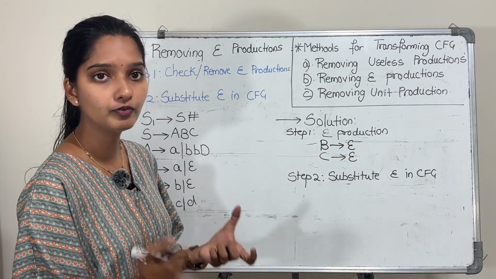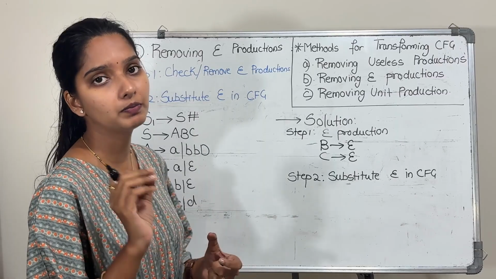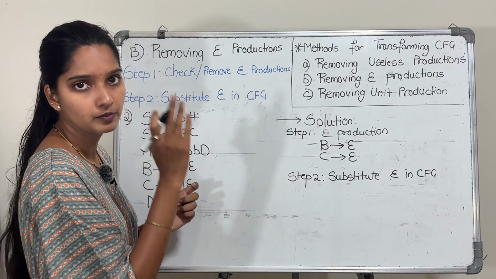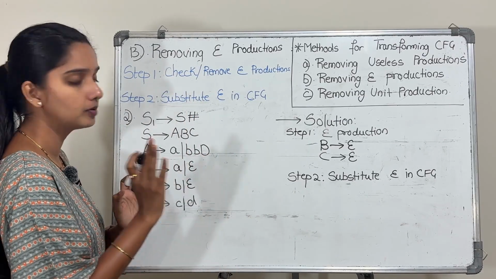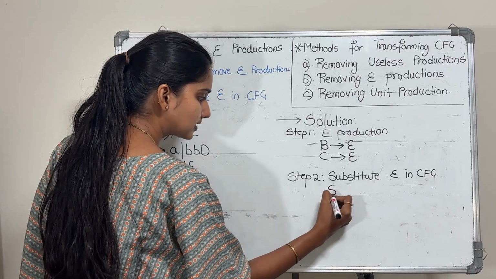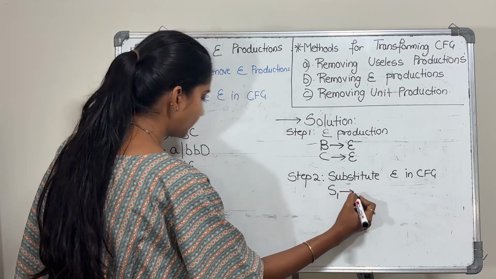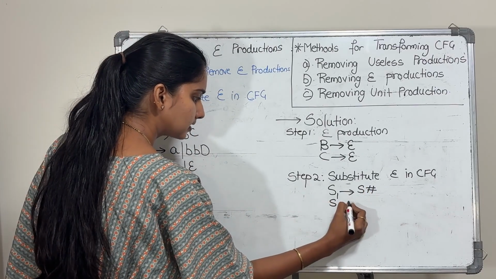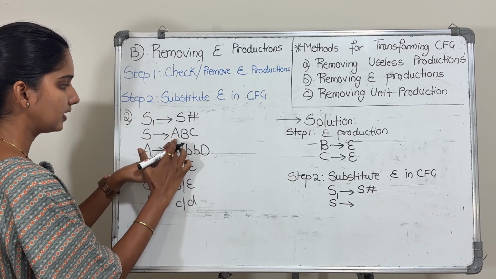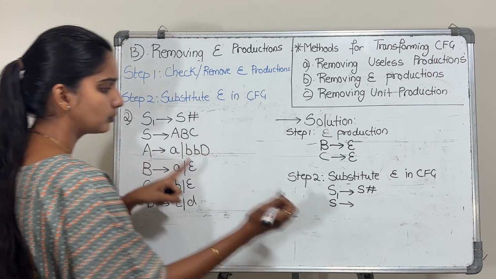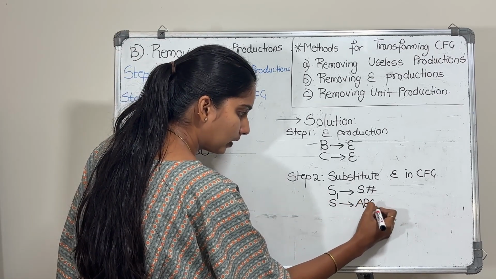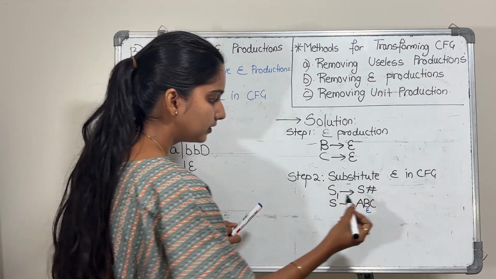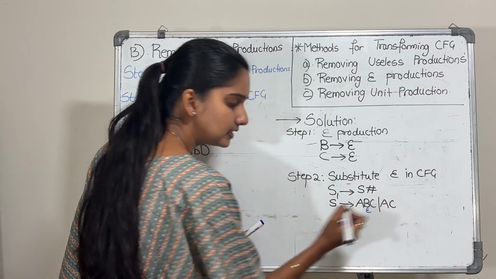Wherever B and C are coming, you're going to replace them with epsilon. It doesn't mean you ignore the productions which are not giving epsilon; the others remain as they are. First is S1 tends to S hash. Next, S gives me A, B and C. I'm going to write it properly, as it is. In place of B, first we put epsilon, and we get AC.